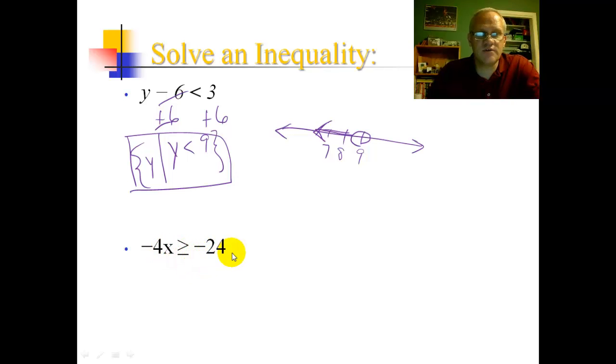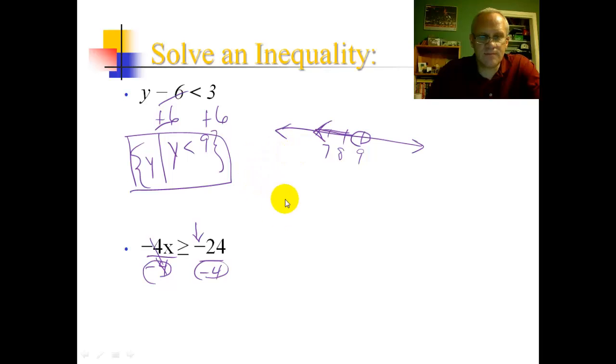Negative 4x is greater than or equal to negative 24. What do I do there? Well, negative 4 is times x, so I'm going to divide by negative 4. So these cancel out. Did I divide by a negative? Yep, I did. Okay, look at it. There's a negative 4 and negative 4. I divided by negative 4 on both sides. This negative right here in front of the 24 doesn't make any difference as far as telling you to flip the sign or not. It's only the sign that you divided on both sides, which was the one in front of the 4.